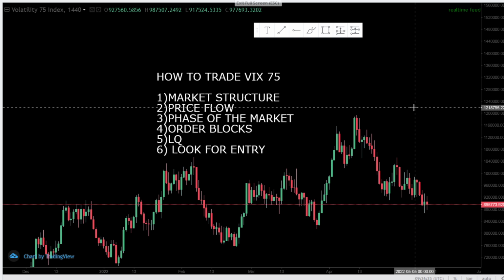Our fifth step is going to be liquidity, because those trading the volatility in the synthetics market for a while would know by now that it loves to come and grab liquidity and then go in your predicted direction.